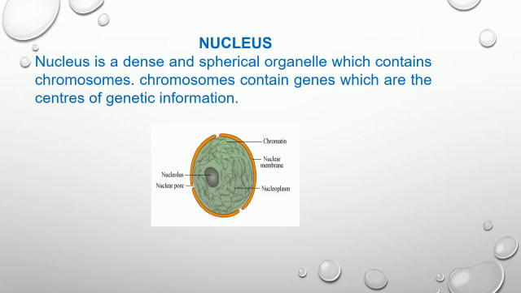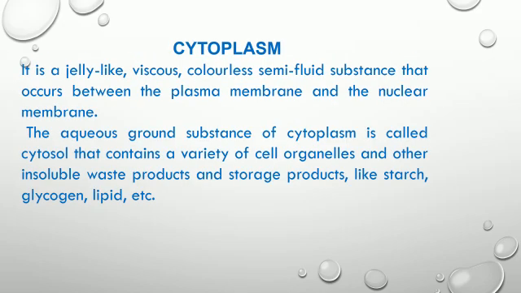Nucleus. The nucleus is a dense and spherical organelle which contains chromosomes. Chromosomes contain genes which are the center of genetic information. Cytoplasm. It is a jelly-like, viscous, colorless, semi-fluid substance that occurs between the plasma membrane and the nuclear membrane. The aqueous ground substance of cytoplasm is called cytosol, that contains a variety of cell organelles and other insoluble waste products and storage products like starch, glycogen, lipids, etc.